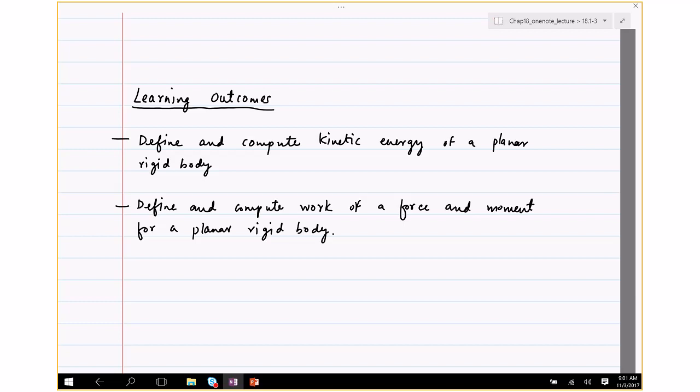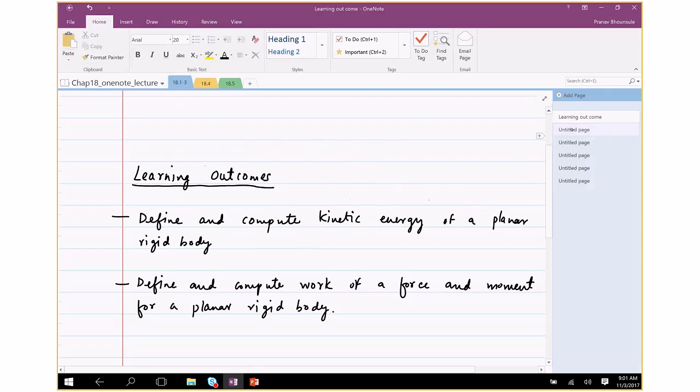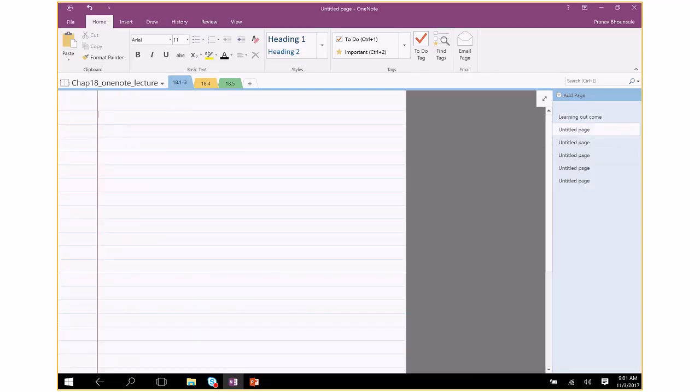Today's class is on, we're already in chapter 18, which is the principle of work and energy, conservation of energy applied to rigid bodies. Okay, so we'll basically do the same things which we did for particles, but now we have rigid bodies. So I'll give an overview of important formulas and we'll start with problems.